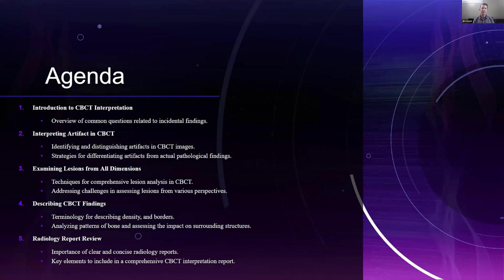Perfect. And then lastly, we're also going to be looking at a couple cases in the software, and we've got radiology report review, going through what consists in the report, making sure it's concise, clear, and what the elements are within those reports themselves. So I think we're ready to begin our session today. That should give everybody an overview of the agenda, and let's go ahead and begin.